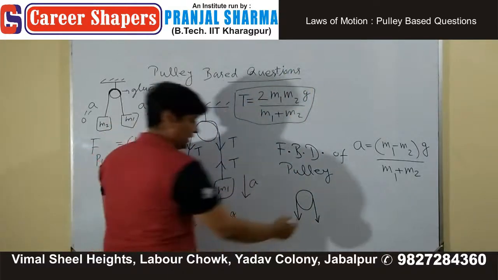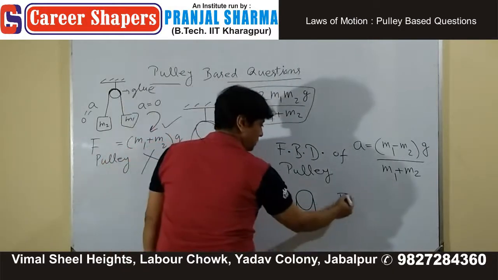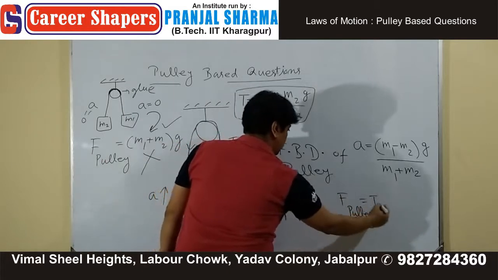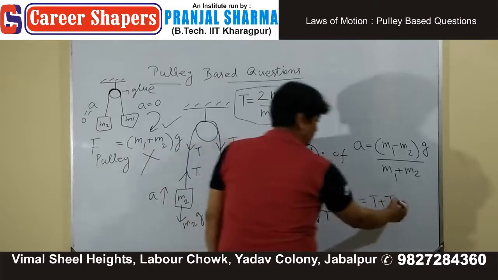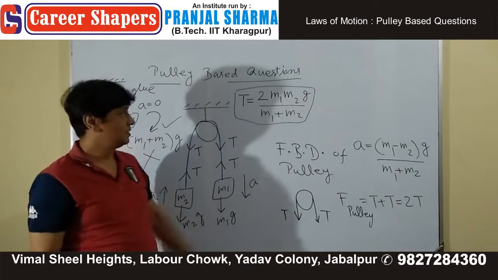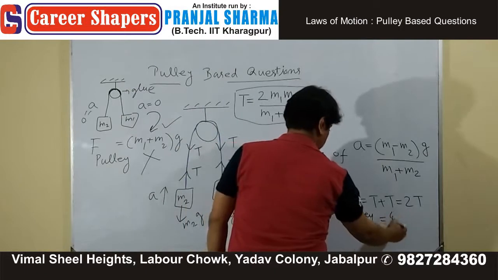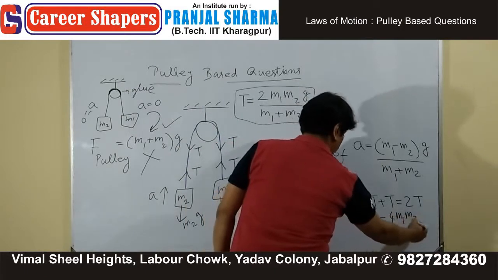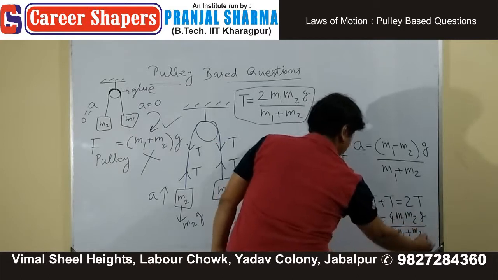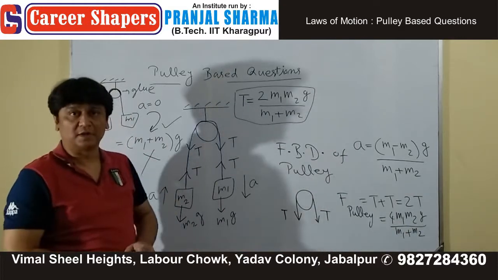This is shown here. This force is what? T. So what is the force on the pulley? T plus T, which is 2T. And what is the value of T? And therefore, answer is 4 times M1 M2 G divided by M1 plus M2. That's how you answer questions like these.